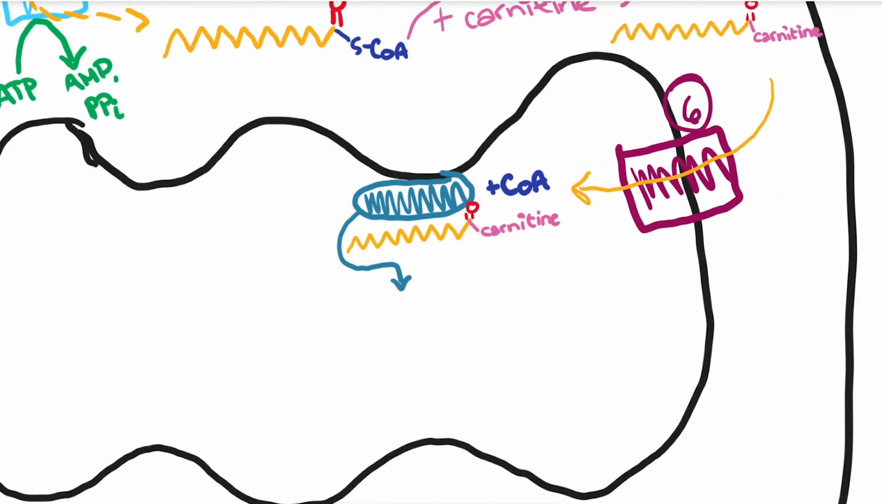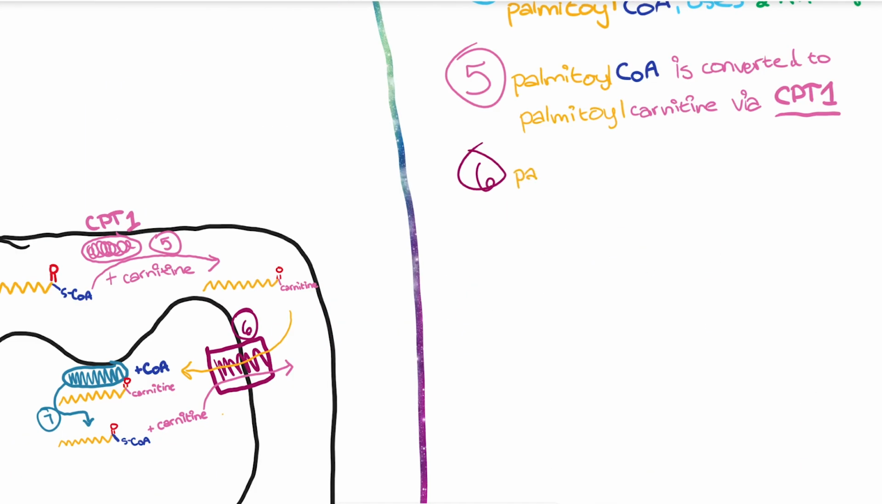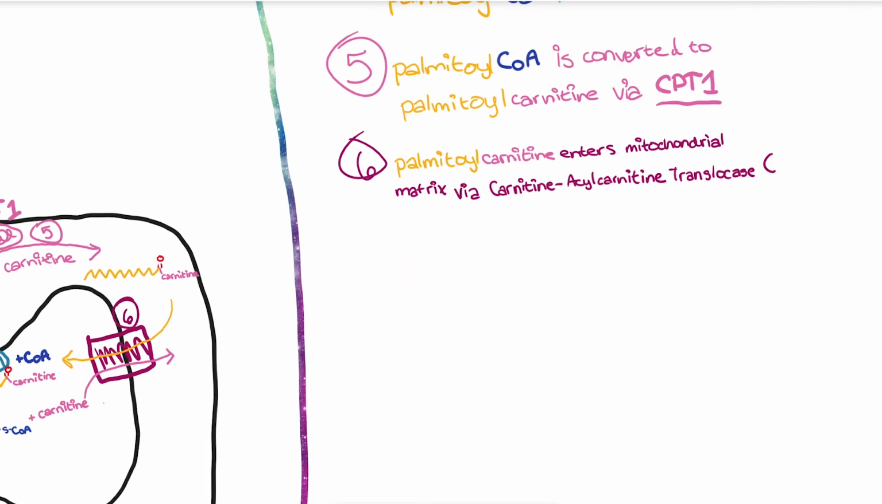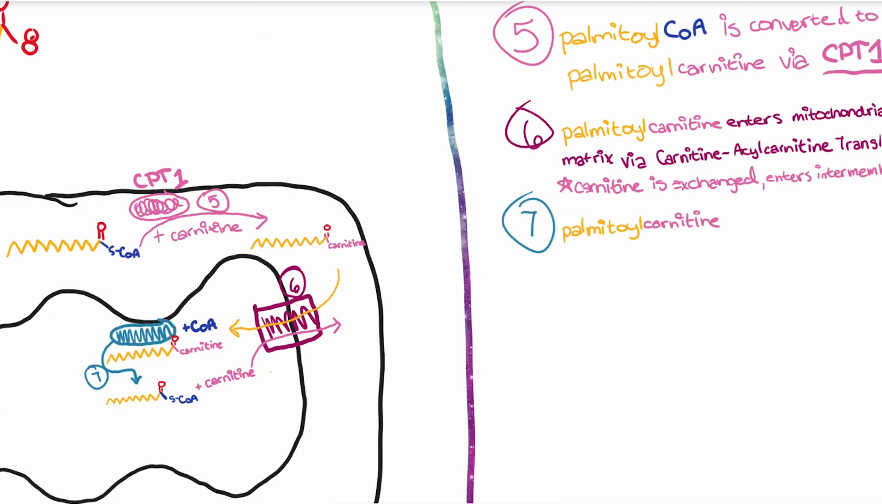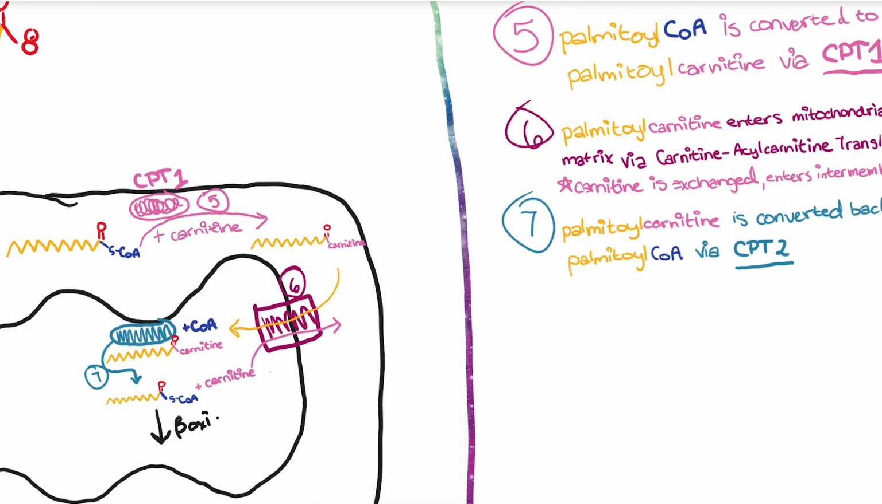Palmitoyl-carnitine is able to enter the mitochondrial matrix, where it is converted back into palmitoyl-CoA. The enzyme that was used to bring palmitoyl-carnitine into the mitochondrial matrix is also going to be used to move carnitine back out into the intermembrane space, and it's called carnitine acylcarnitine translocase, or CACT. The enzyme that's used to transfer the CoA molecule back onto palmitate is called CPT2. And now that palmitoyl-CoA is in the matrix, beta oxidation can occur.